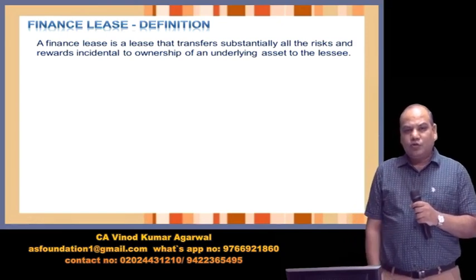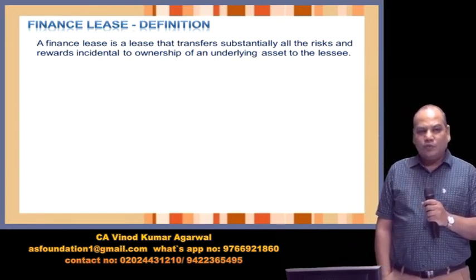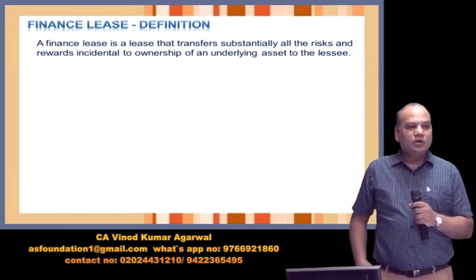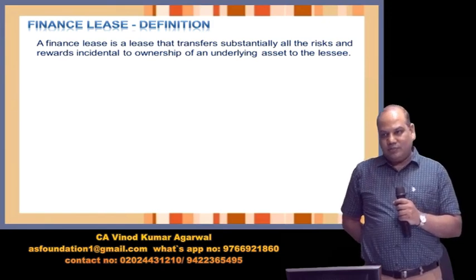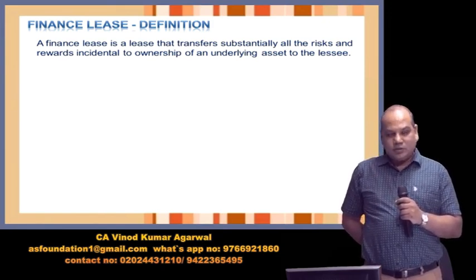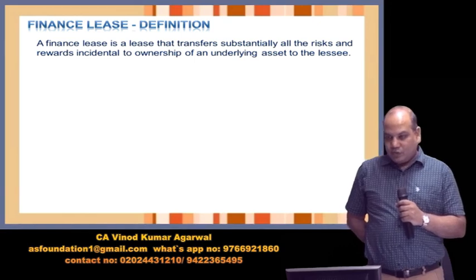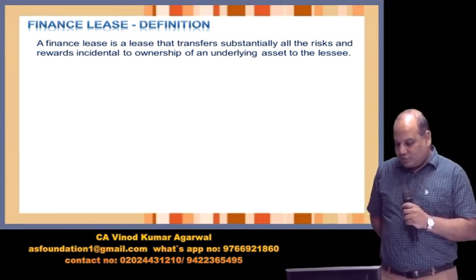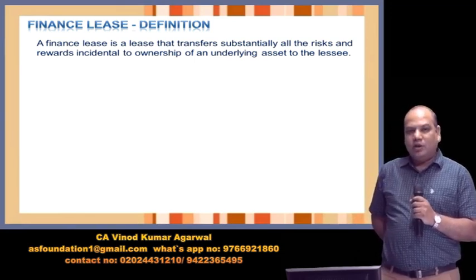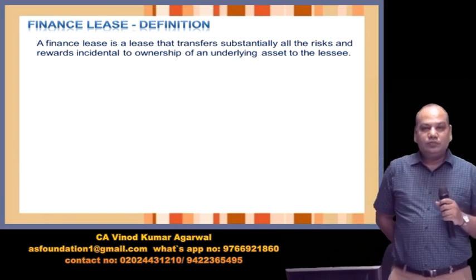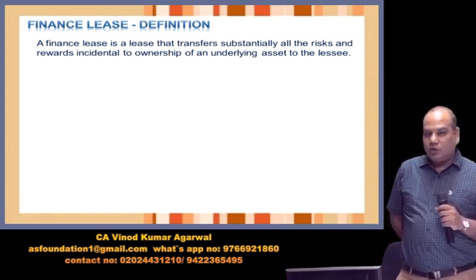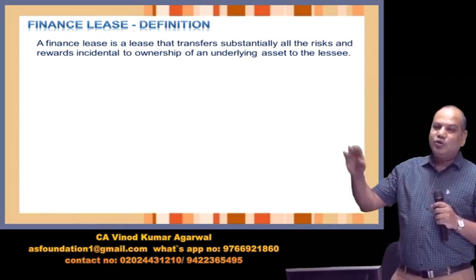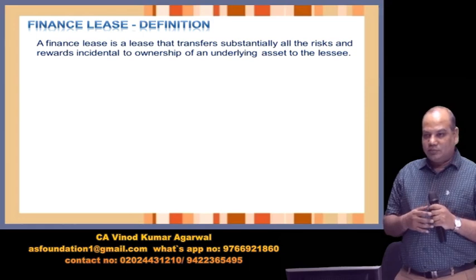For the purpose of the lessor, the leases will be of 2 types, finance lease and operating lease. There is no such classification for the lessee. Okay. So what is a finance lease? A lease that transfers substantially all the risk and reward incidental to the ownership of the underlying asset to the lessee. Is it right? Now this standard uses the same definition which was used in the previous version of this standard.